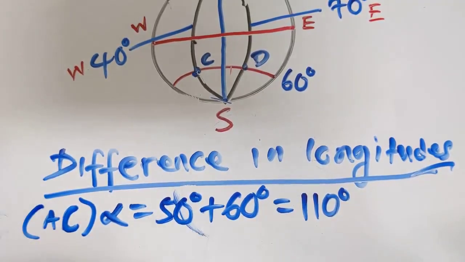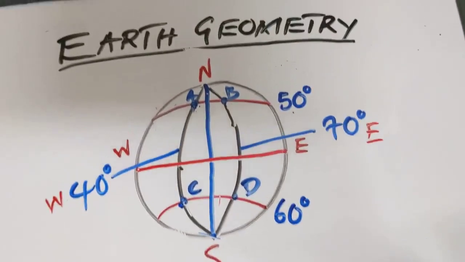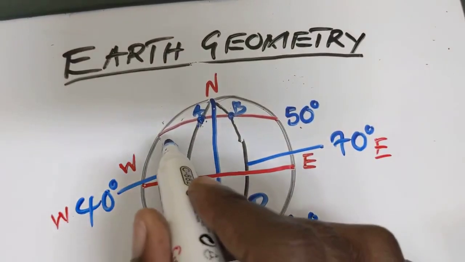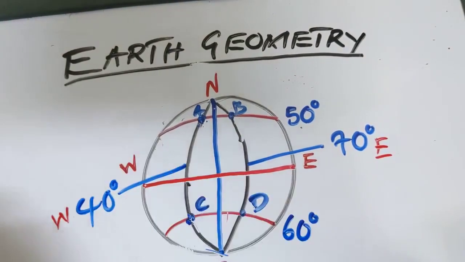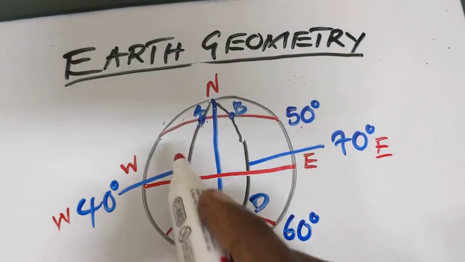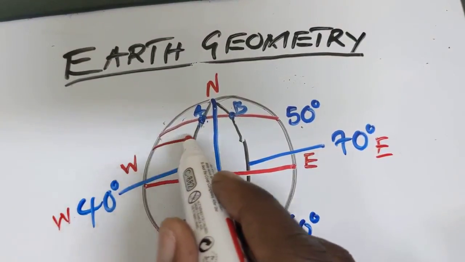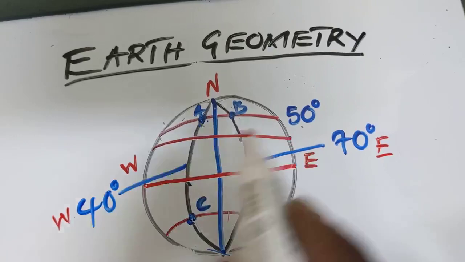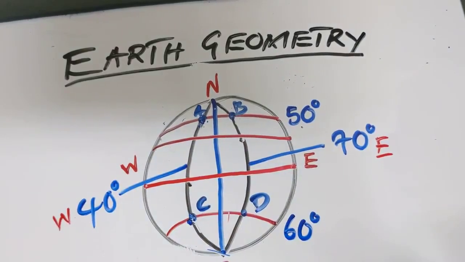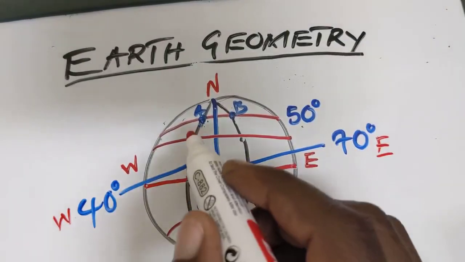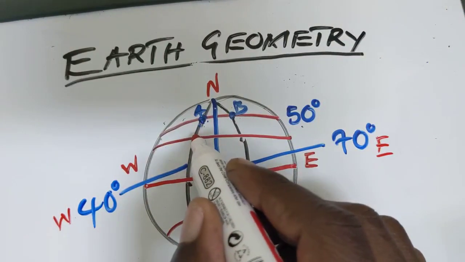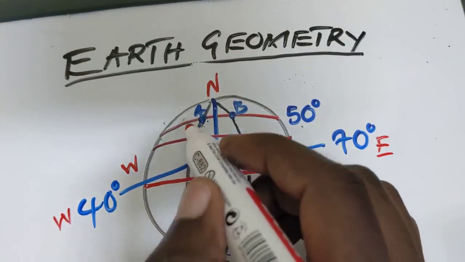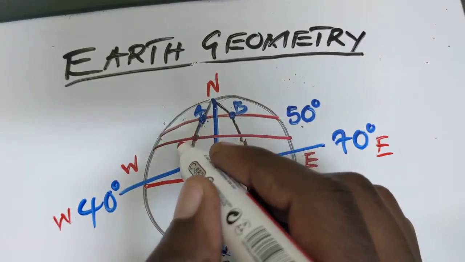If they are on the same side, like this one, let's say this is another latitude. This is another latitude, and you are asked to find, let's say this is E.